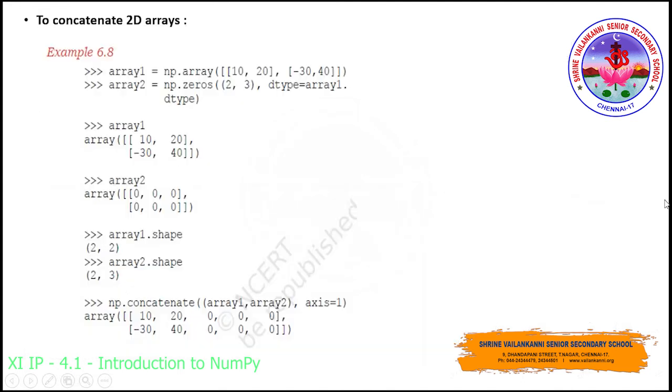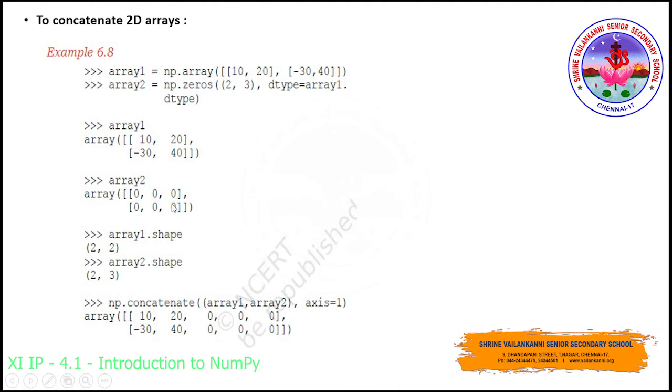Let us look at a few more examples related to this concatenation. So if you see here, np.array of 10 20 30 and 40, and then np.zeros of 2 comma 3. So zeros of 2 comma 3 means two rows and three columns will be created, full of zeros, right?